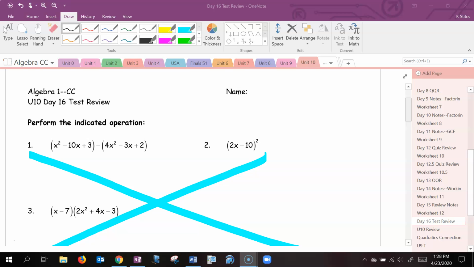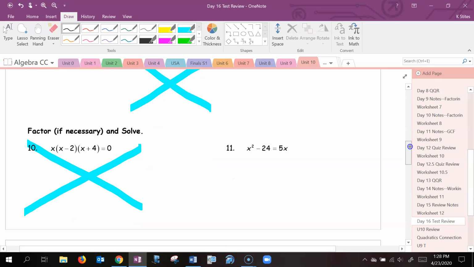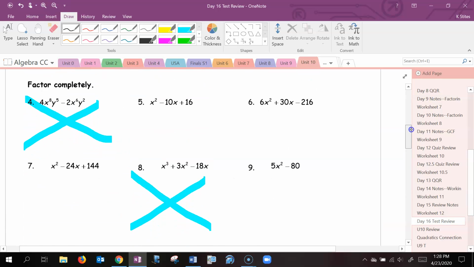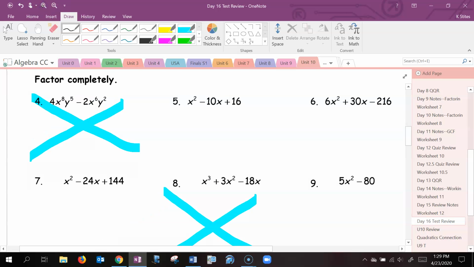We're going to do a QQR. Your QQR is the test review that's in your notes packet. Find your notes packet. It should be the very last page, Day 16 test review. We're going to use this as our quick quiz review for today. We're just going to do the factoring and the solving portion. For factoring, we're going to do 5, 6, 7, and 9.